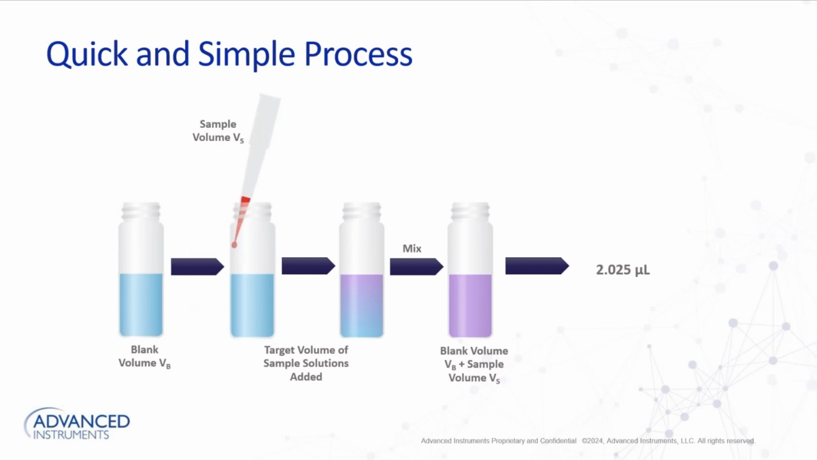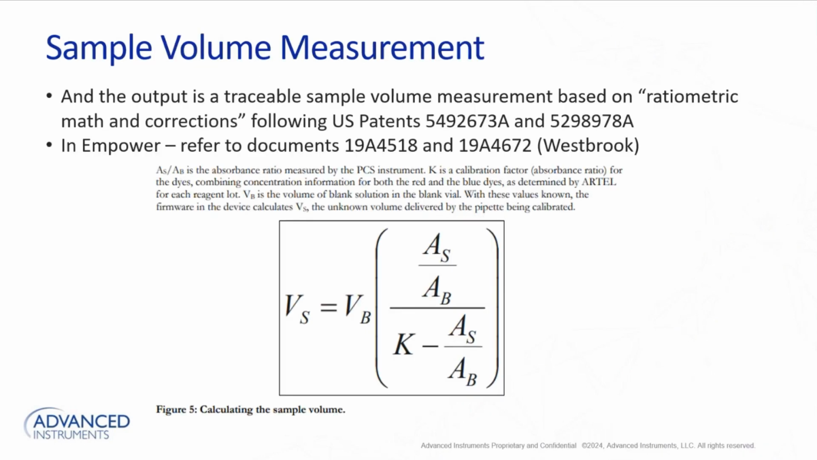And this is where I'm going to lean on the patents, because there's a lot of math that goes on here. And this is beyond what most users need to even understand. But this is the dual dye ratiometric method that gives you the volume of sample that's traceable to international standards. So the absorbance of the sample, absorbance of the blank, and there's a K factor that's created as calibration factor created by Artel for each lot. And then you have the volume of the blank, and all of those numbers get plugged into calculating the sample volume after each sample's pipetted.